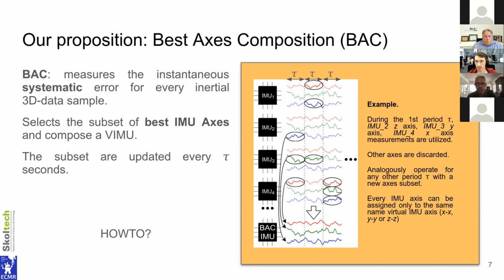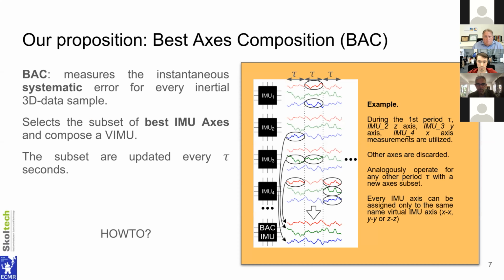For example, in this figure, you see multiple IMUs, and for some period of time tau, we just utilize z-axis measurements from IMU2, y-axis from IMU3, and x-axis from IMU4. And for another period of time tau, we utilize some other different subset for state estimation. The question is how to implement this.